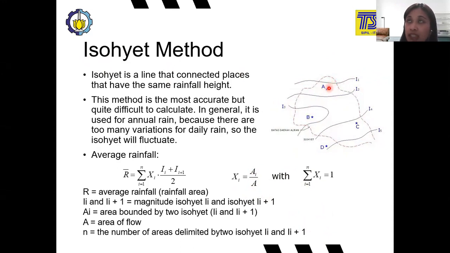And it's quite more complicated than the Thiessen polygon, because for this area we have to calculate it not with a straight line. We have to calculate it based on this irregular area, so it's quite more difficult than the Thiessen method. And after that, we can calculate the average rainfall based on the rainfall on each isolated line.